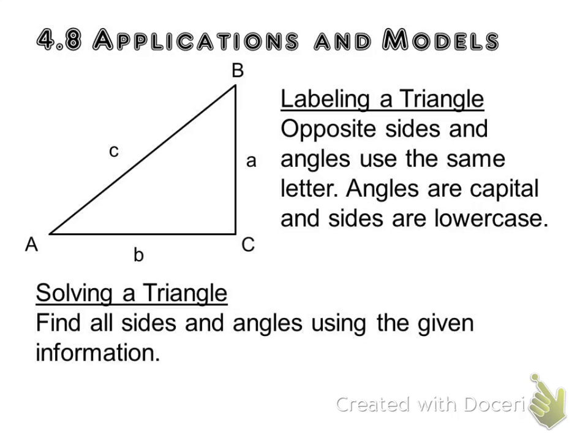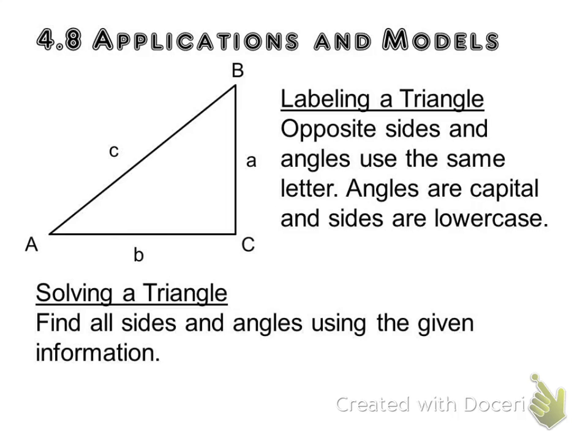Section 4.8 on applications and models. In this section we're going to be looking at solving triangles and using triangles to solve problems in the real world. When you are labeling a right triangle, the angles are always capital letters, and across from those angles are the sides with the same letter but in lowercase. And angle C is always going to be your right angle.